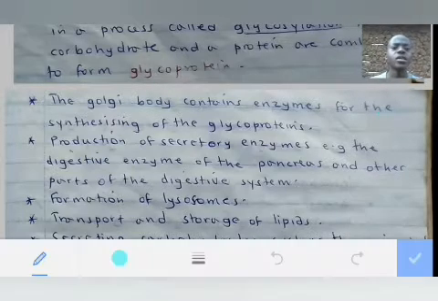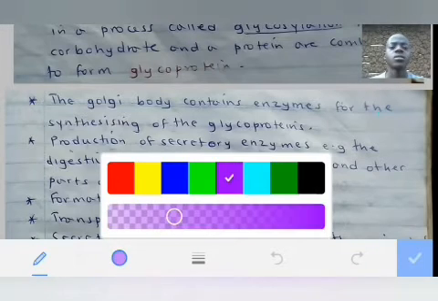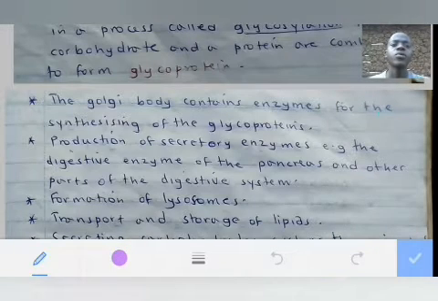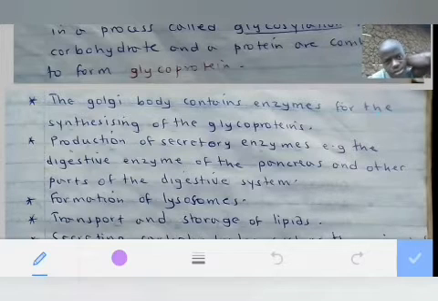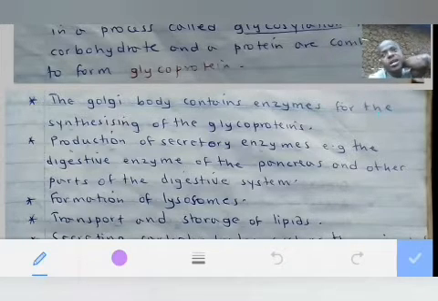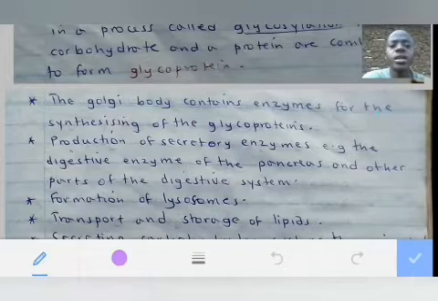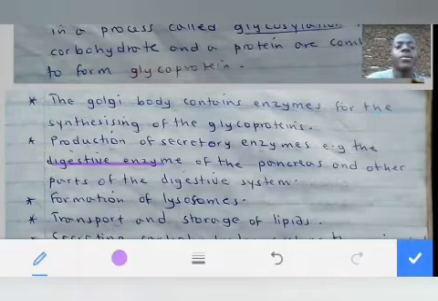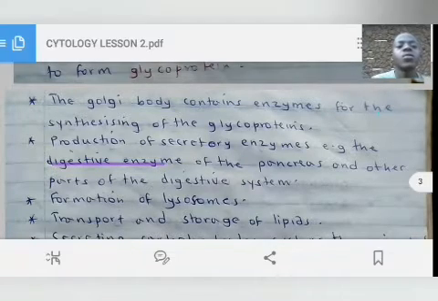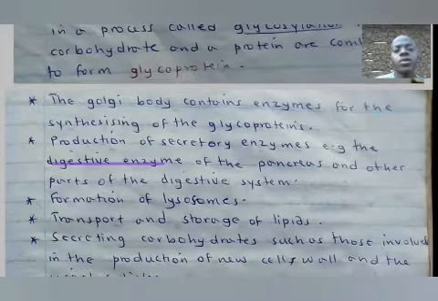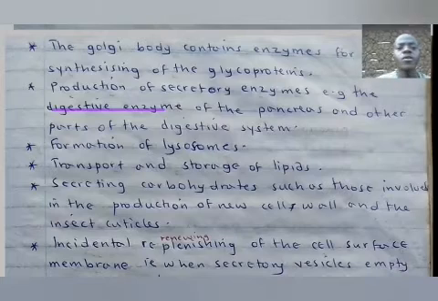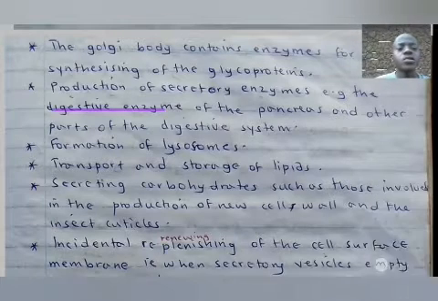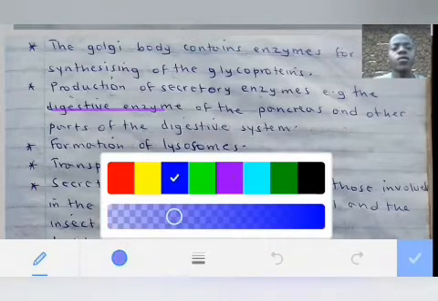So now most enzymes come from the Golgi body. The Golgi body manufactures different enzymes, e.g. the ones from the pancreas, the pancreatic amylase, the pancreatic lipase. All of those are due to the Golgi body. Also, we have formation of lysosomes.